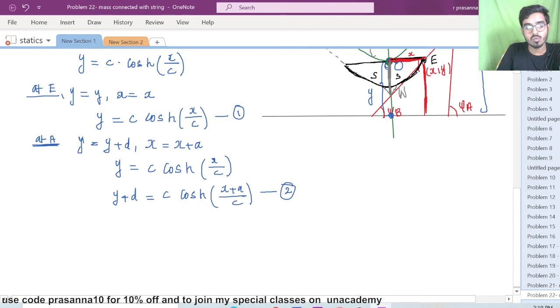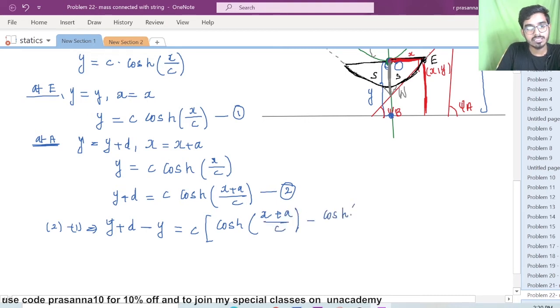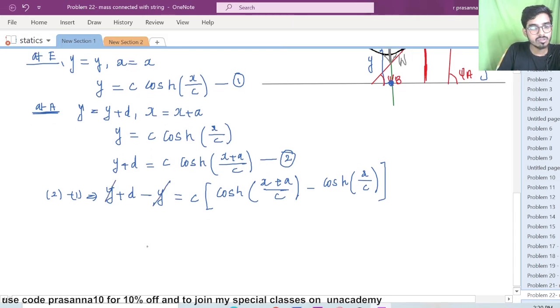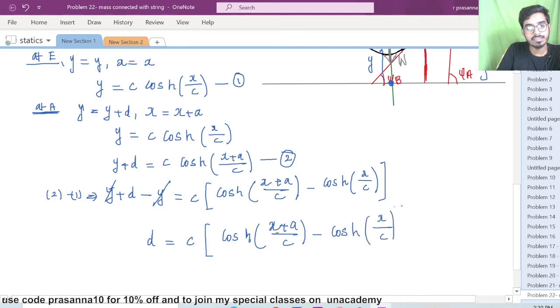Now I'm going to subtract 2 minus 1. On the left-hand side we will have y plus d minus y. On the right, if I take c common, we will have cosh((x plus a)/c) minus cosh(x/c). Now I can cancel these two terms, so I have found d. My d is c times [cosh((x plus a)/c) minus cosh(x/c)]. Let us mark this as equation number star.